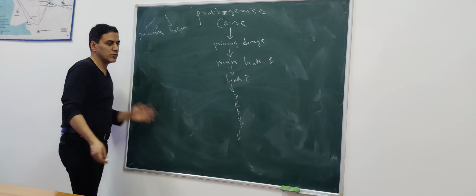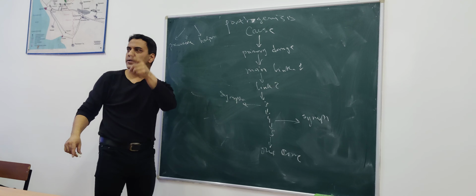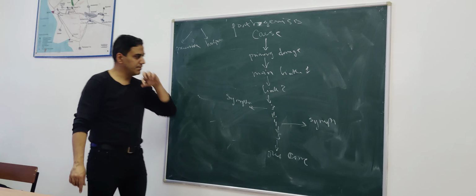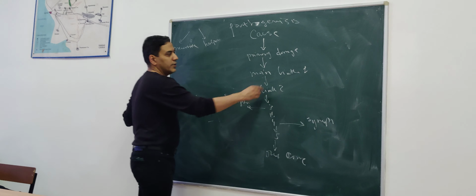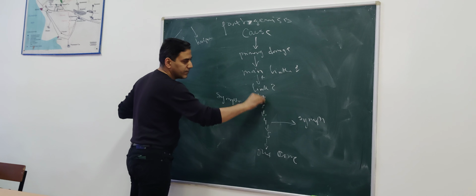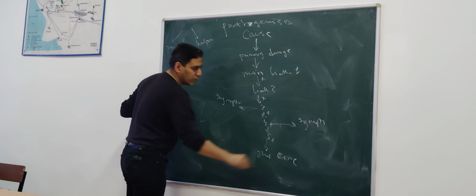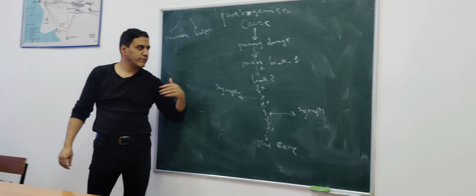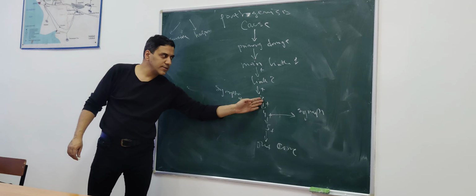For example, this link is localized in the bronchus. We can get the symptom cough, according to localization. This relation is positive. Positive for whom? These relations are positive for whom? For us or for the disease? These relations are positive for the disease.